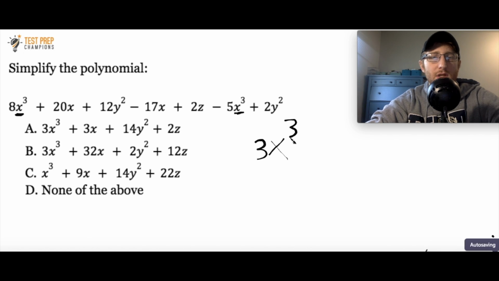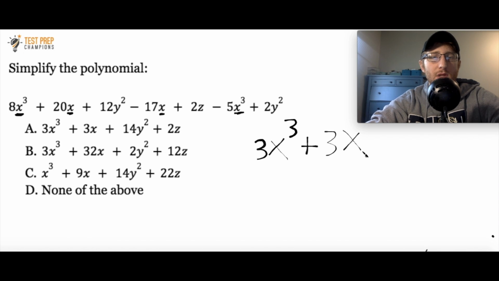Okay, so now let's deal with the x's next. So let me find every term that has an x in it. So here I've got 20x, and here I've got minus 17x. And we always have to remember to keep this minus sign in mind when we're doing these. So let's just do 20 minus 17, which is 3. And we're going to bring that x along for the ride. So 3x cubed plus 3x.